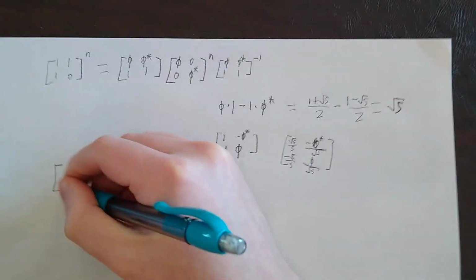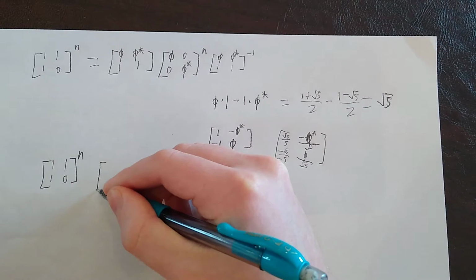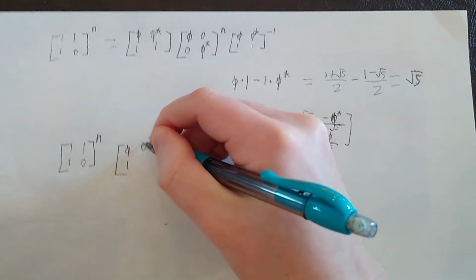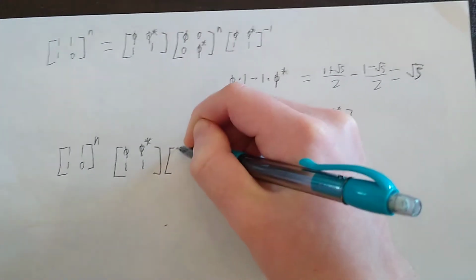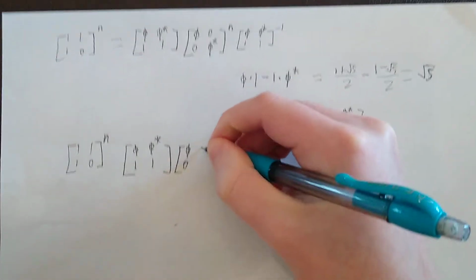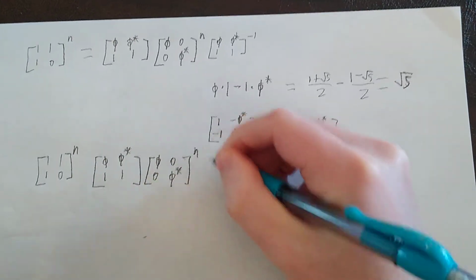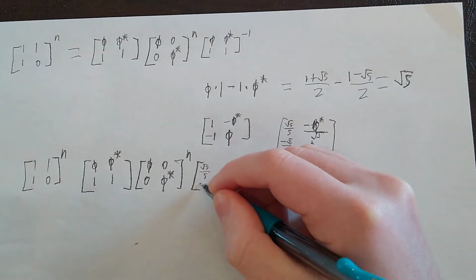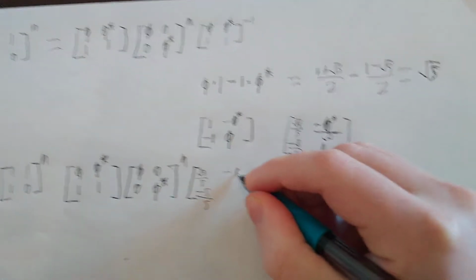So this here is equal to v prime, 1, v, 0, 0, v prime to the power n, square root of 5 over 5, and negative square root of 5 over 5.